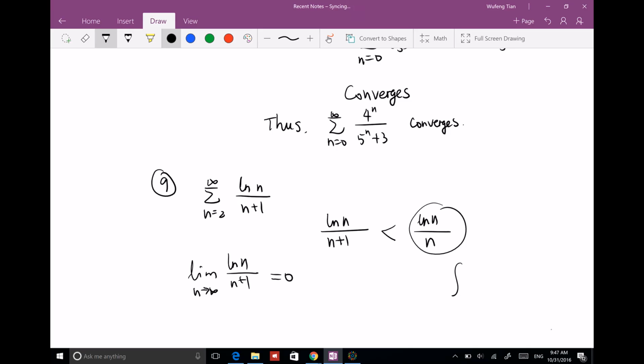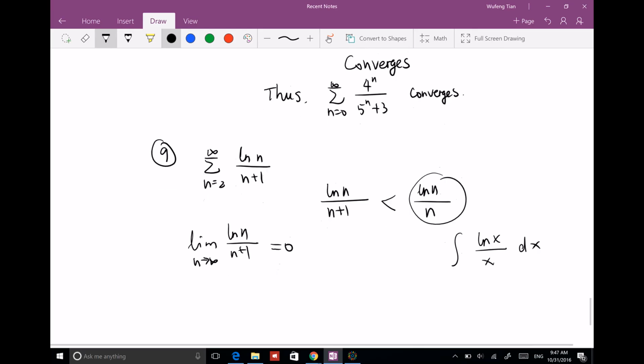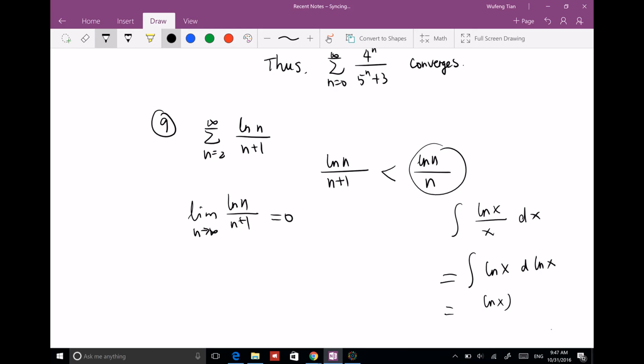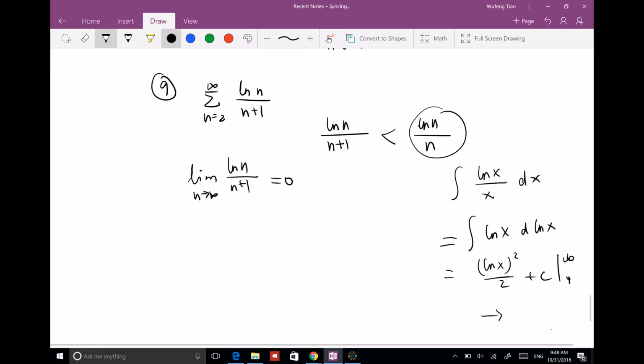You can use what? The integral test with ln x over x, my bad, just ln x over x. You can tell this one diverges because of the integral test. You can use u-substitution with u as what? ln x, right? So you can do the integral of ln x d of ln x. Make sense? So you get (ln x)^2 over 2 plus c, and from 1 to infinity, this one goes to infinity, so it diverges.